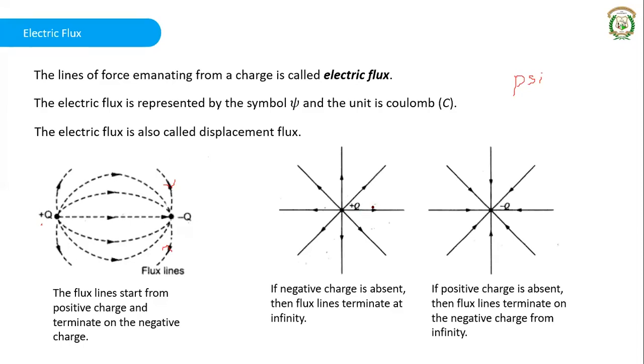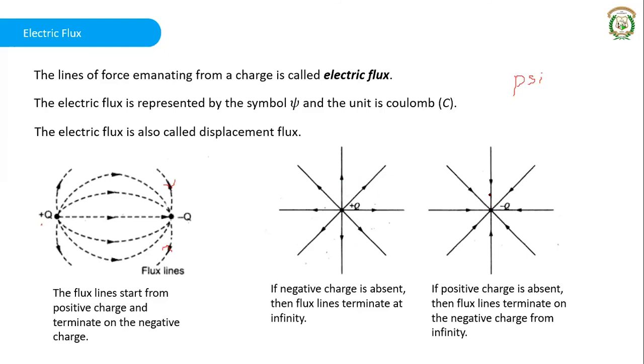If the negative charge is absent, flux lines terminate at infinity. So these lines will go on till infinity, you will have these flux lines. That means from the charge, in all directions, you should imagine in 3D, not just on this plane, in all the directions you have the lines of force moving away from a positive charge. So these lines are called the electric flux.